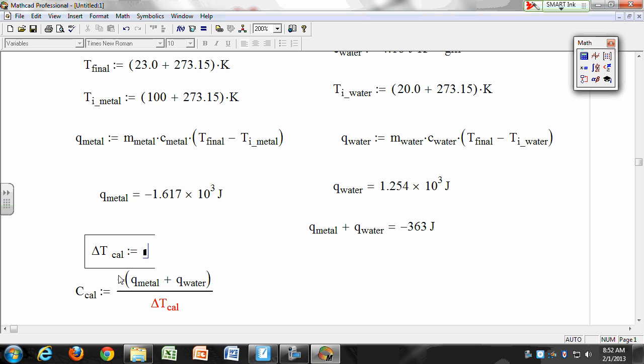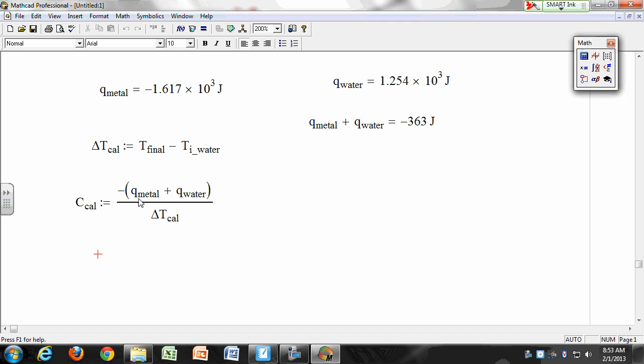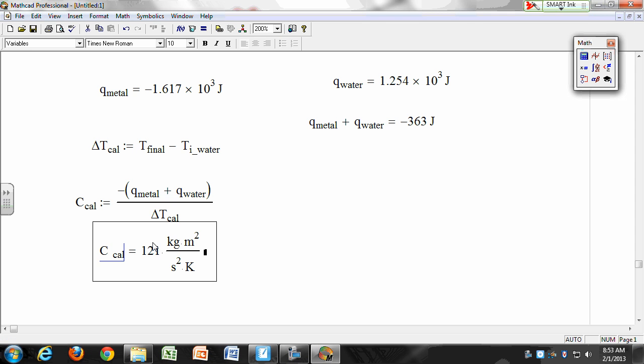The same as T final minus the initial temperature of water. Remember, your water and your calorimeter were in the same. Your water was in your calorimeter to begin with. So T initial water. Okay, so now you can solve for C cal. C cal is minus Q water plus Q metal over delta T cal. So C cal equals this.